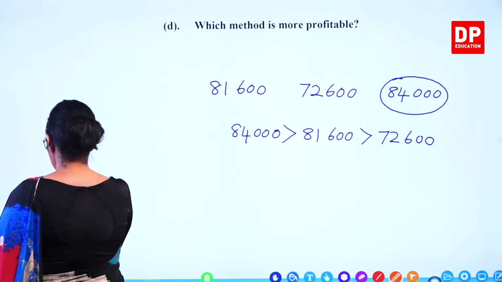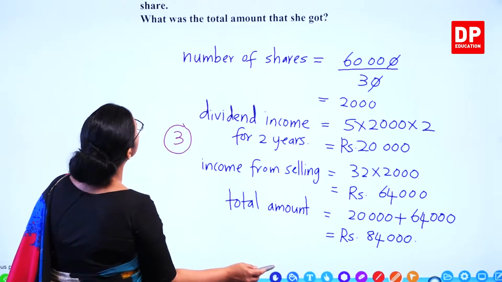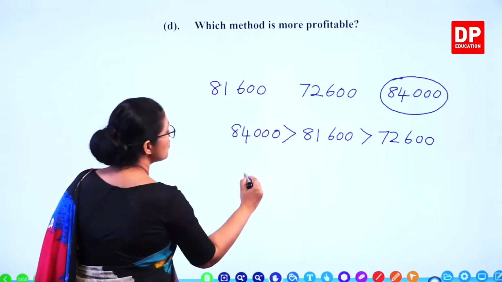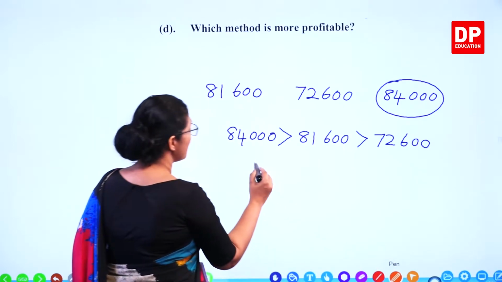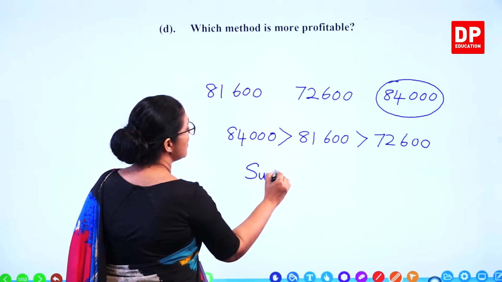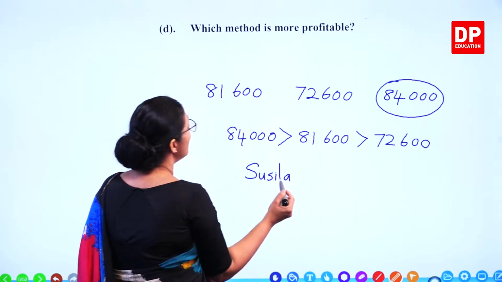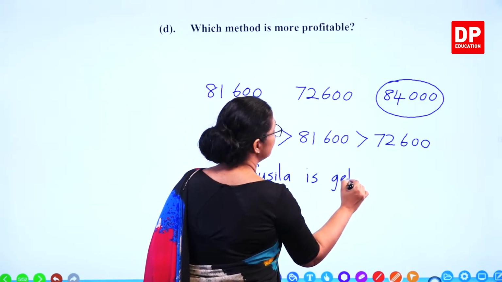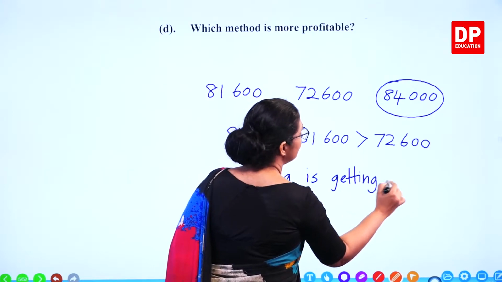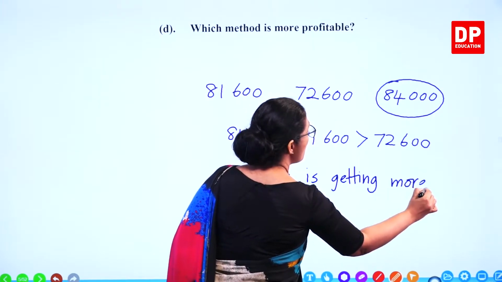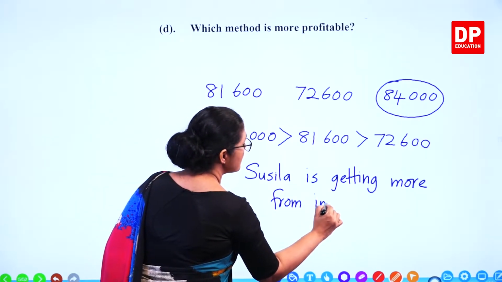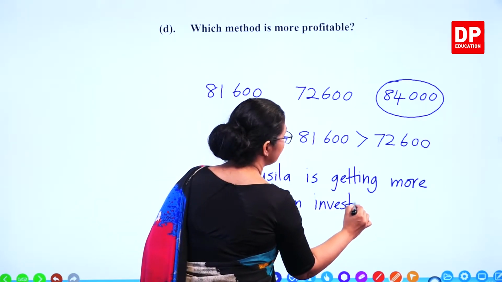So what's the name of that person? Susila. You can write Susila is getting more from investing in share market.